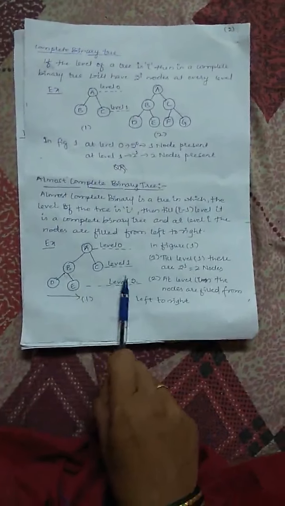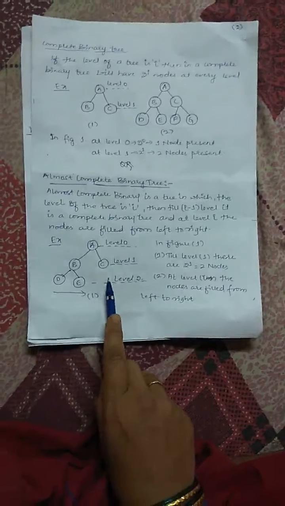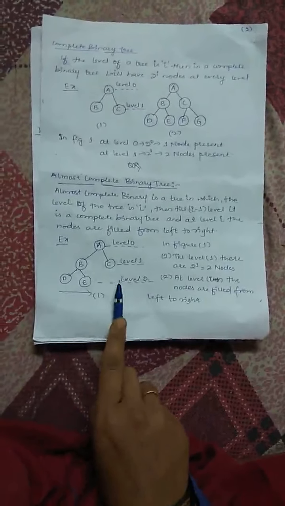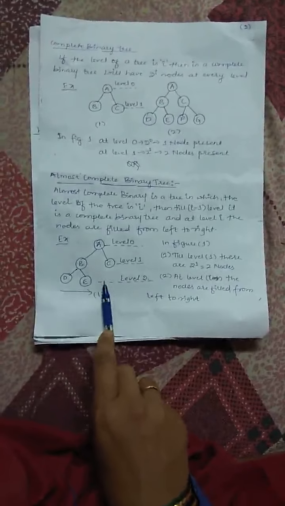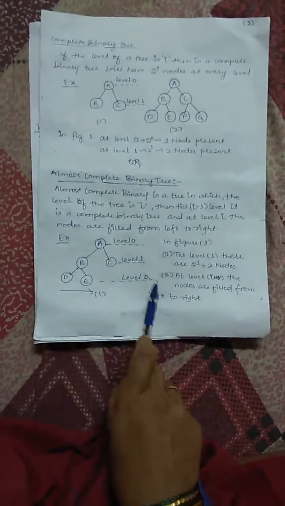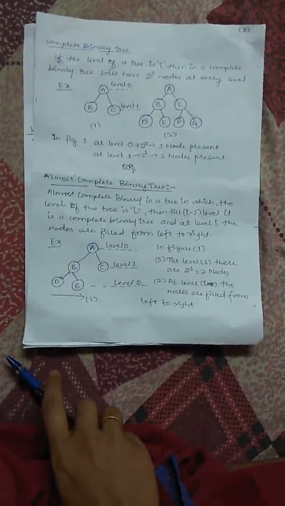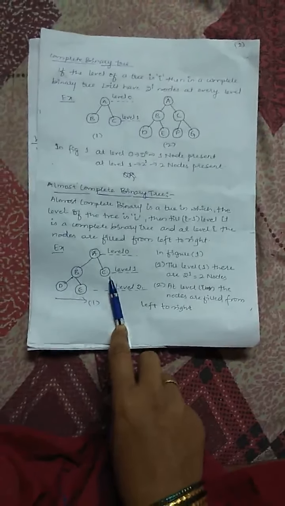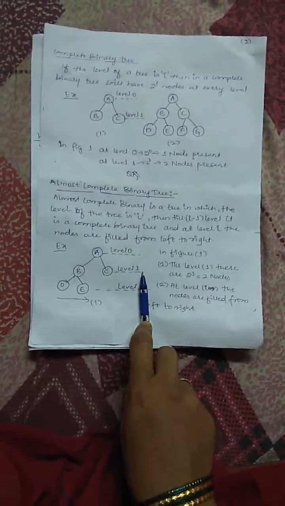Even if there are no 2 raised to I nodes here, the nodes should be filled from left to right. In the Ith level, even if there are not 2 raised to I nodes, the nodes should be filled from left to right. This is an almost complete binary tree. What is an almost complete binary tree? Till the I minus 1th level, there should be 2 raised to I minus 1 nodes at each level.